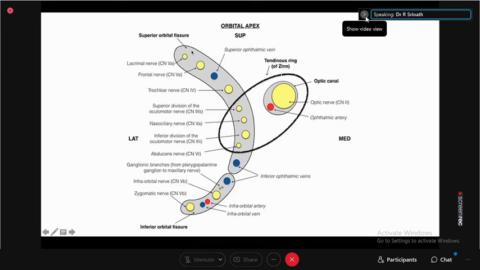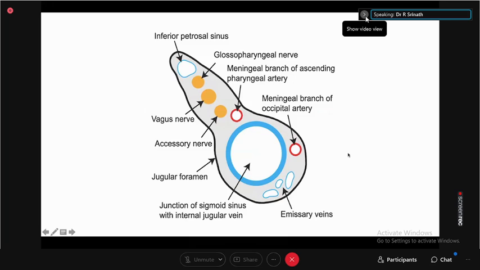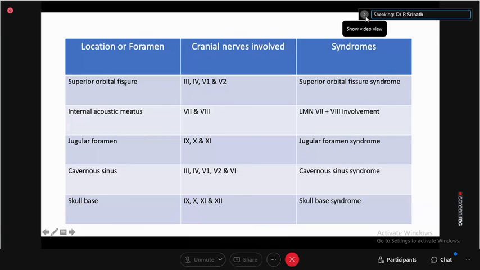Similarly, this is superior orbital fissure, this is inferior orbital fissure. You have inferior orbital fissure syndrome, you have superior orbital fissure syndrome, you have tendinous ring, Zinn syndrome. So these are certain syndromes wherein various cranial nerves can be affected together. So what are the conditions? In the superior orbital fissure syndrome, you can actually have involvement of third, fourth, V1, V2 in variable proportions depending on the involvement. And whenever there is any problem in the internal acoustic meatus, especially CSOM, there can be combined 7th and 8th cranial nerve involvement, which is very, very common. And remember here, it is LMN 7th because it is peripheral.